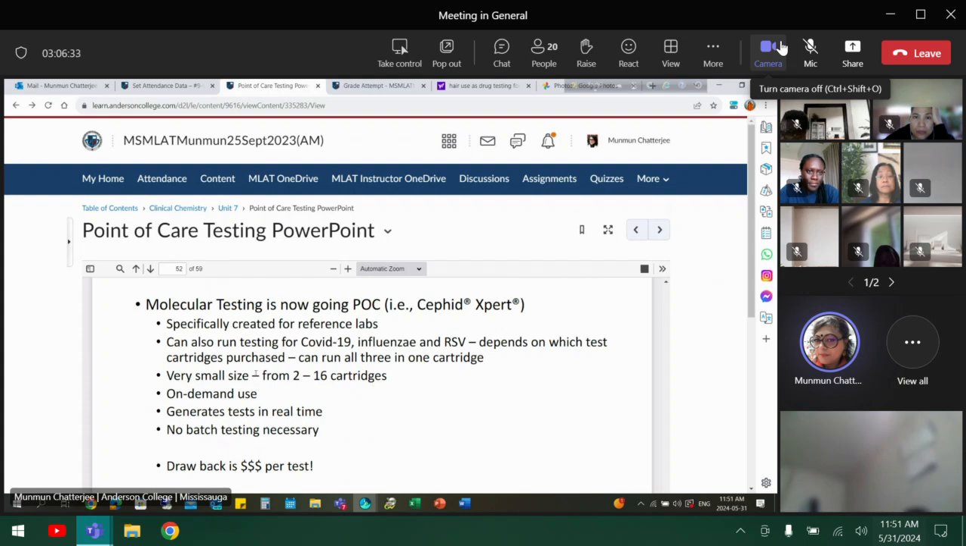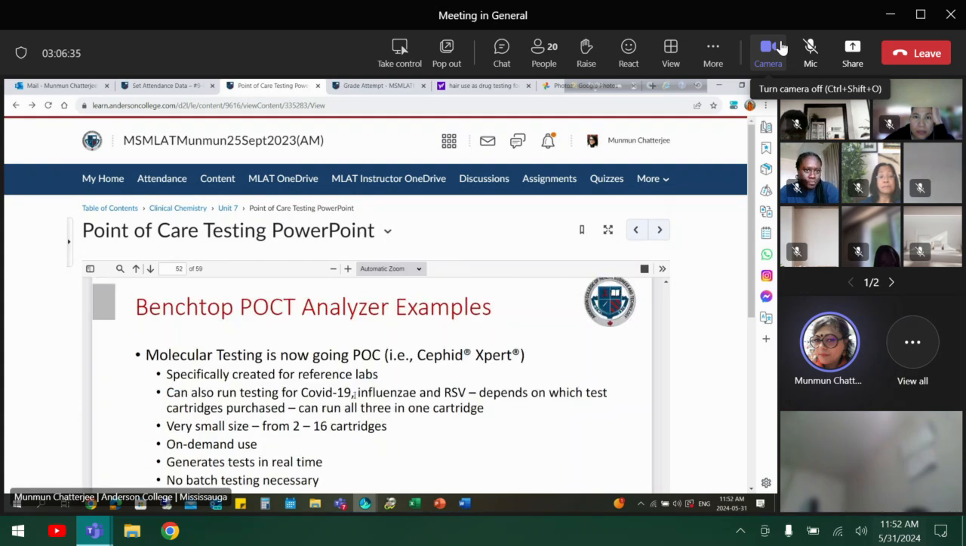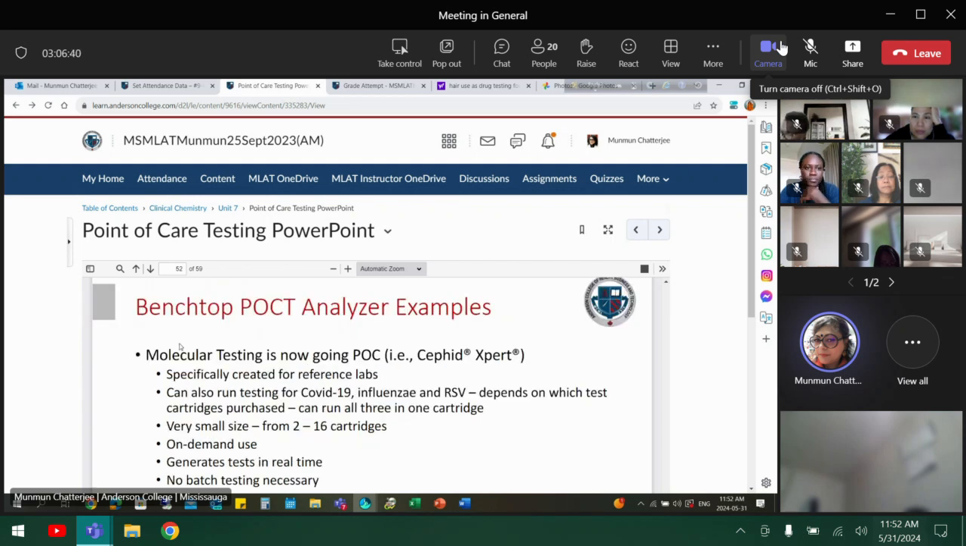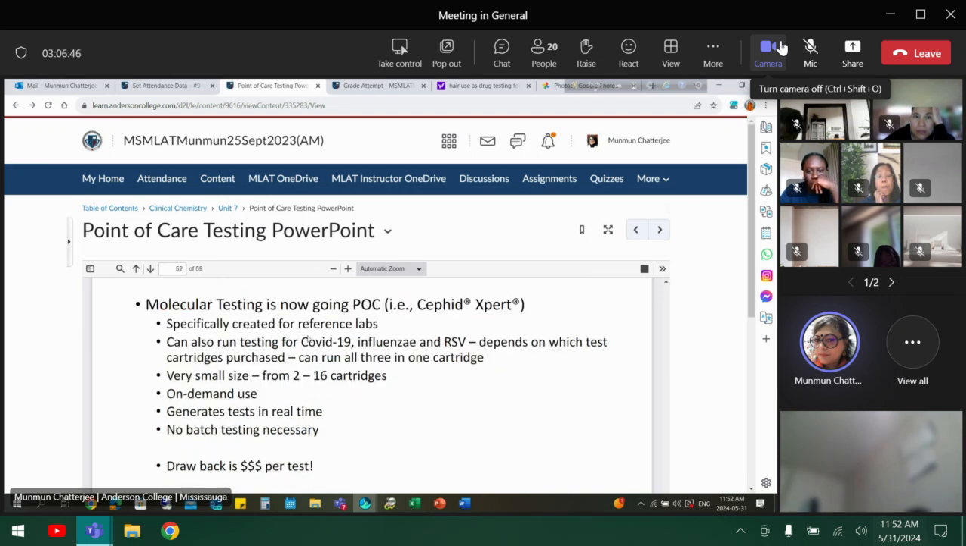There are some other tests which you can do: COVID-19, influenza, RSV, everything you can do with molecular testing. This is created for a reference lab, and can also run testing for COVID, influenza, RSV. In addition to the rapid tests, you can do molecular testing using the POCT analyzer.